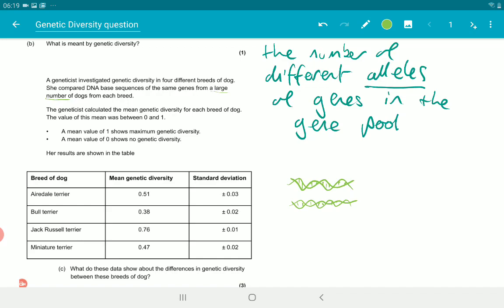The results are shown in the table. So we've got 4 breeds of dog. We talk about breeds rather than species because all dogs are the same species. We can look at this later, okay? When you have selectively bred organisms, farm animals or pets or whatever, then we talk about breeds, okay?